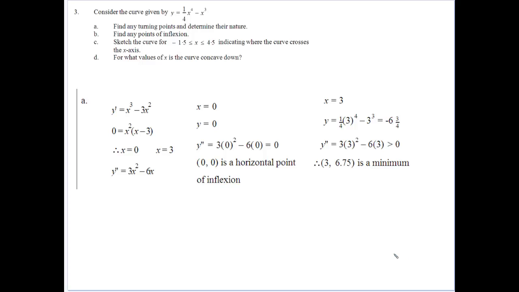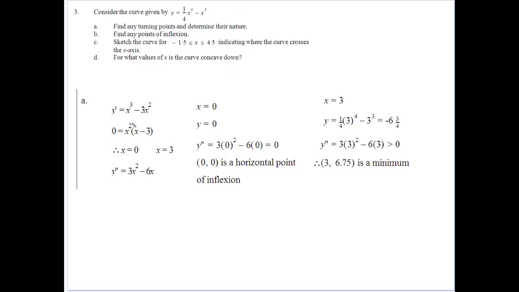So we're looking at more curve sketching questions here. Our function is 1/4 x to the power of 4 minus x cubed. Our first step is always to find the first derivative and set it equal to 0, because we usually want to find the turning points and determine their nature.